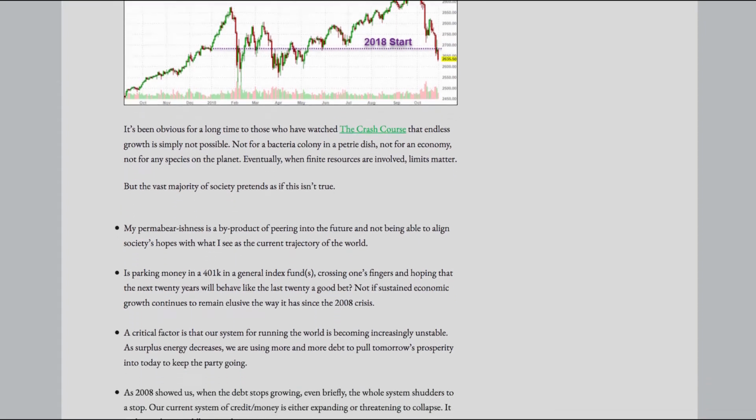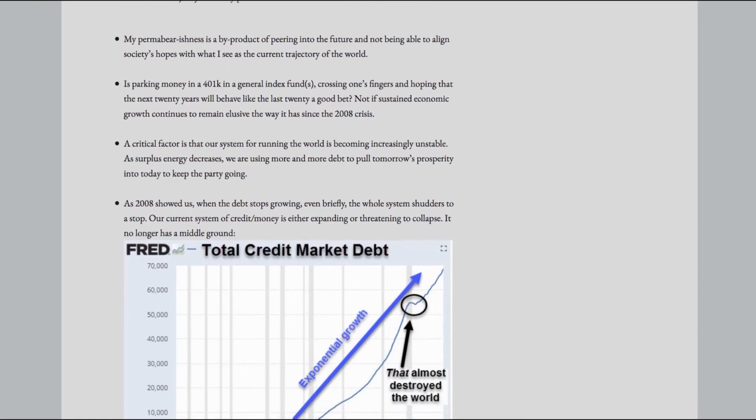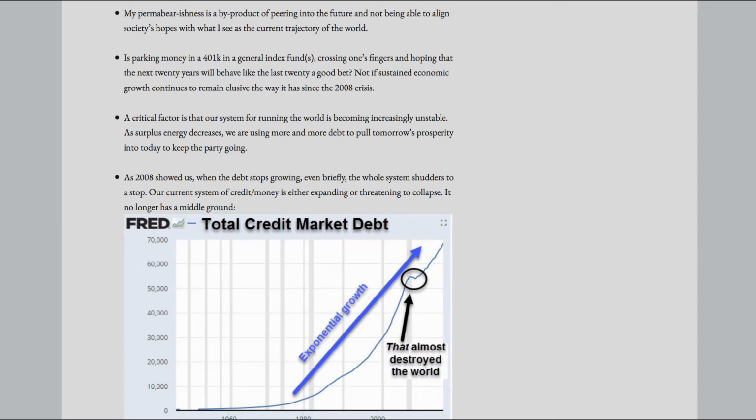But the vast majority of society pretends as if this isn't true. My perma-bearishness is a byproduct of peering into the future and not being able to align society's hopes with what I see as the current trajectory of the world. Is parking money in a 401k in a general index fund, crossing one's fingers and hoping that the next 20 years will behave like the last 20, a good bet? Not if sustained economic growth continues to remain elusive, the way it has since the 2008 crisis.